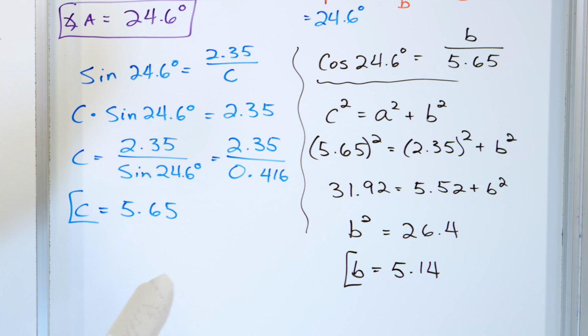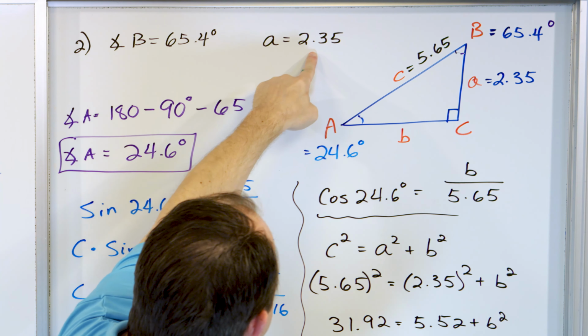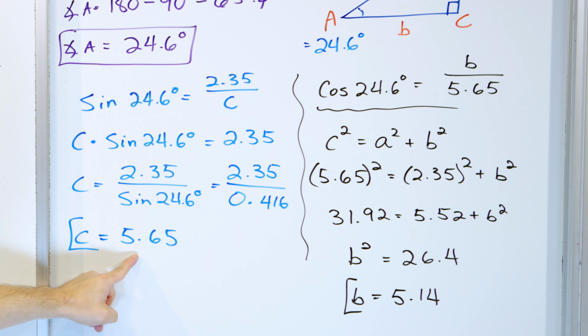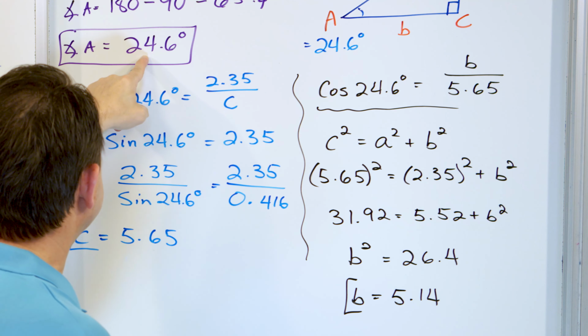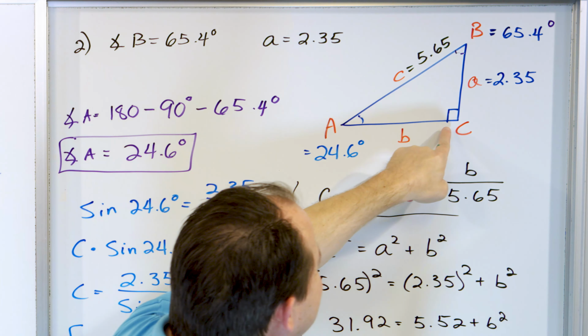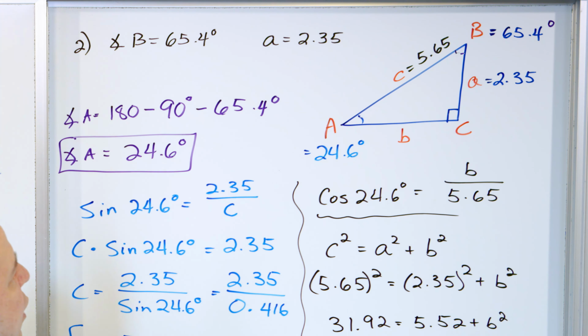So let's double check that we solved everything. Side A is 2.35, side B is 5.14, side C is 5.65. All three sides accounted for. Angle A is 24.6 degrees, angle B was given at 65.4 degrees, and angle C is 90 degrees. So all three sides and all three angles.